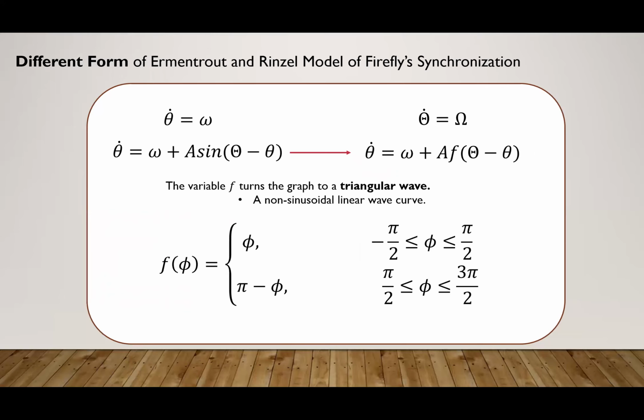Since we have covered the regular model that relates the rhythm of both the firefly and the stimulus, it is also good to view other possible forms that the model can take. Comparing it to the original equation proposed in the beginning, and as we could see here, an alternative model is when the function is multiplied by a variable f in which it turns the oscillation form from a sine wave to a triangle wave, which basically is a non-sinusoidal wave curve.